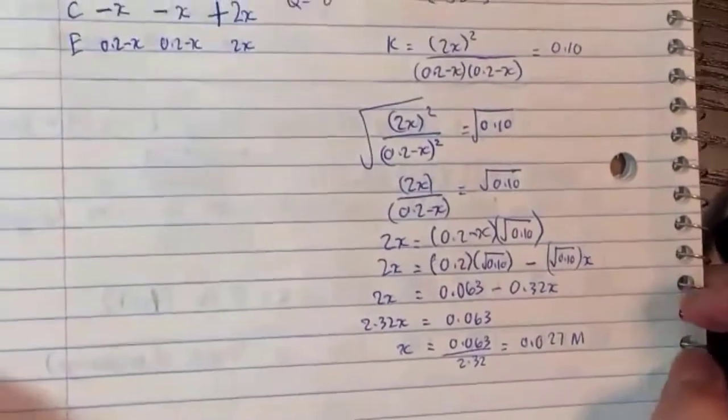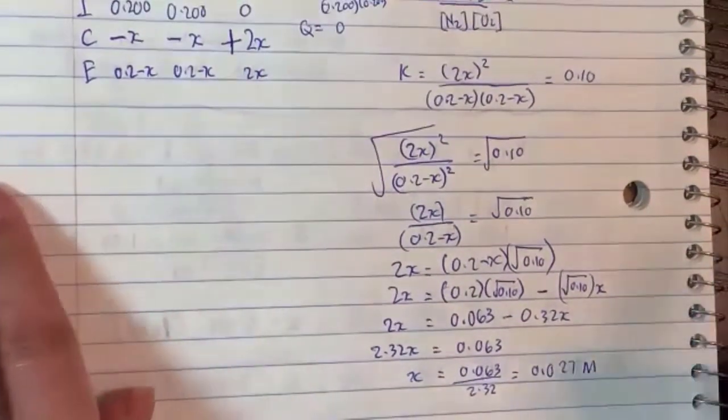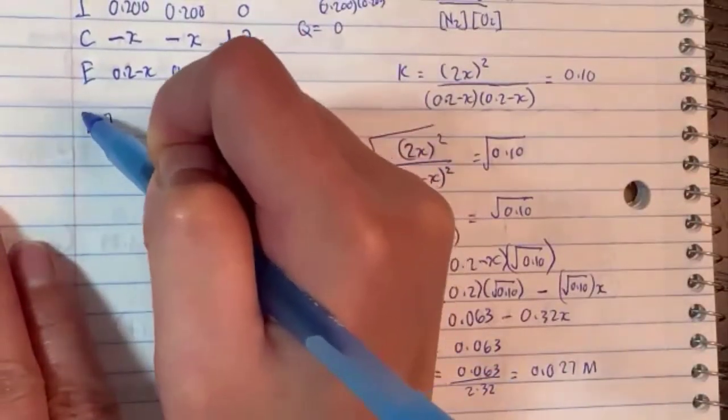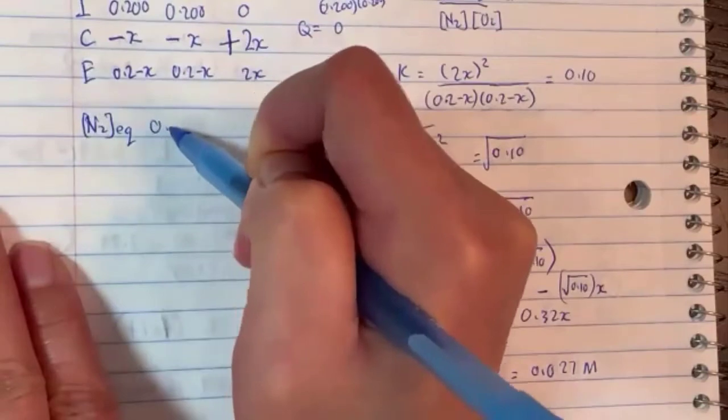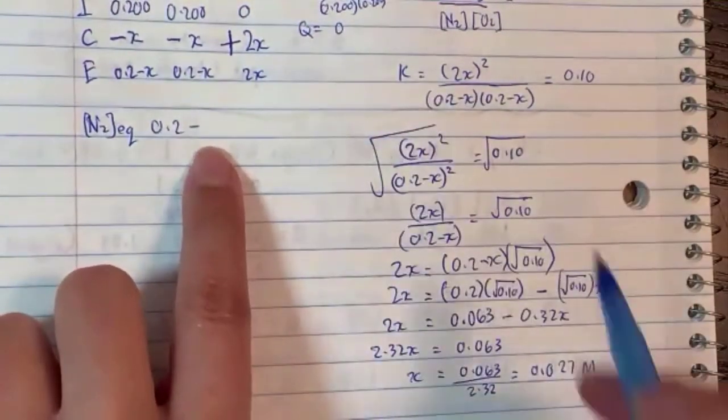So once you solve for x, you can go back over here and get your equilibrium concentrations now. So nitrogen gas at equilibrium is 0.2 minus x, where x is 0.027.